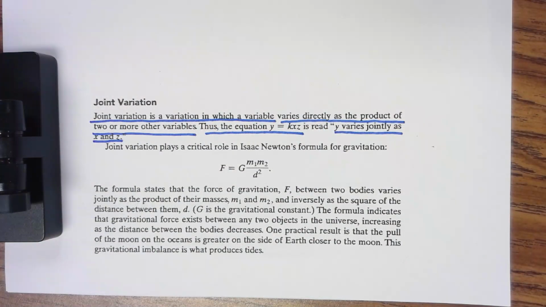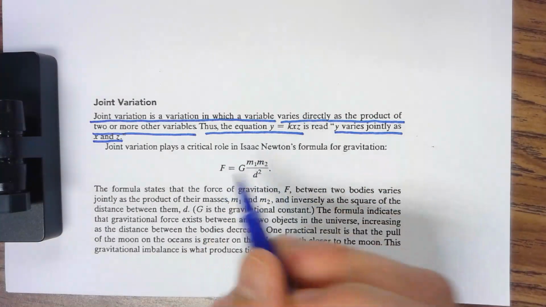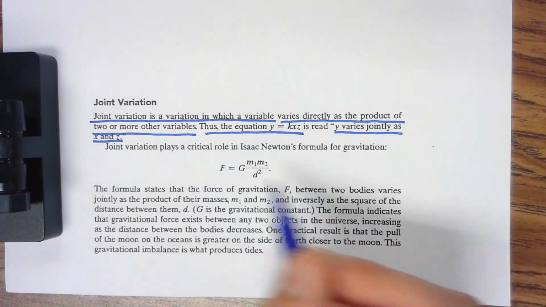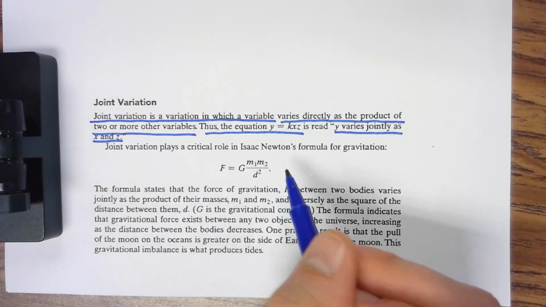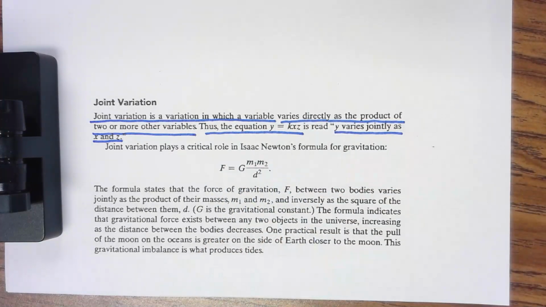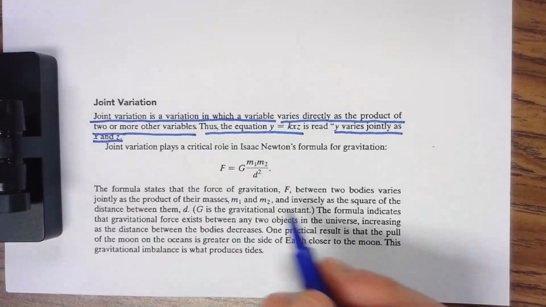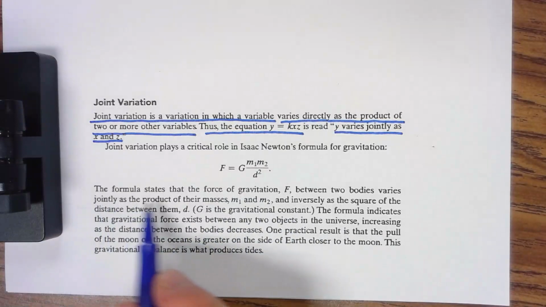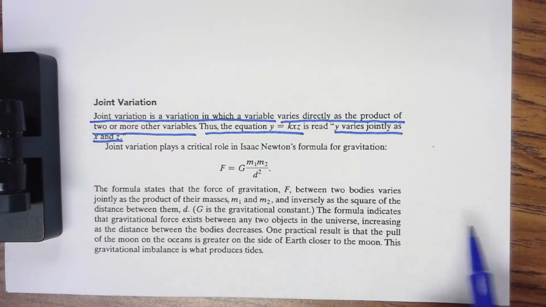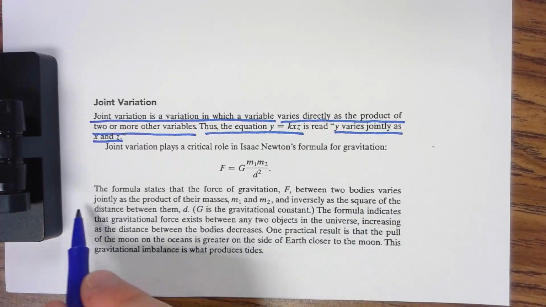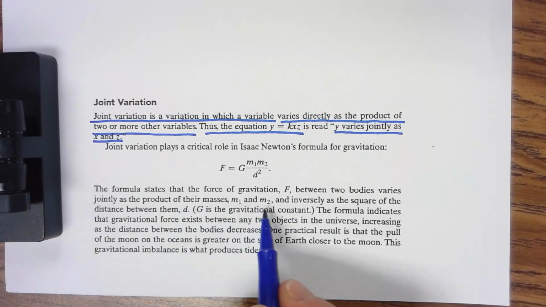Okay, so the rest of this just says that joint variation plays a critical role in Isaac Newton's formula for gravitation. So I would assume that this is the force equals G, G is probably the constant, of mass 1, mass 2 divided by distance squared. Or I think it says it here. Let's see how I did. The formula states that the force of gravitation F between two bodies varies jointly as the product of their masses, m1 and m2, and inversely as the square of the distance between them, d. So I kind of had it right.